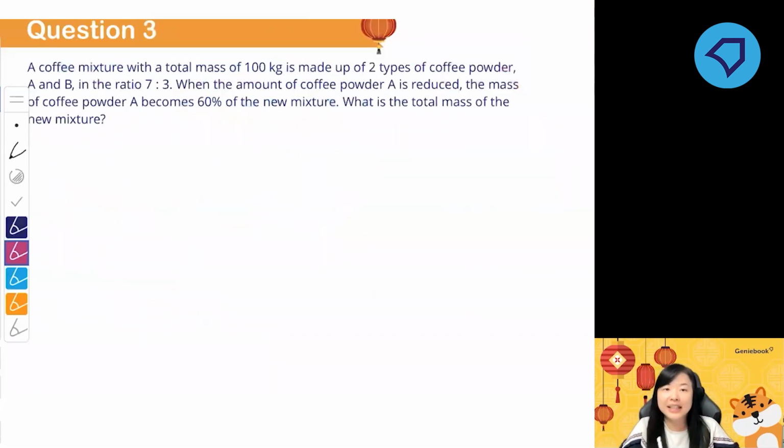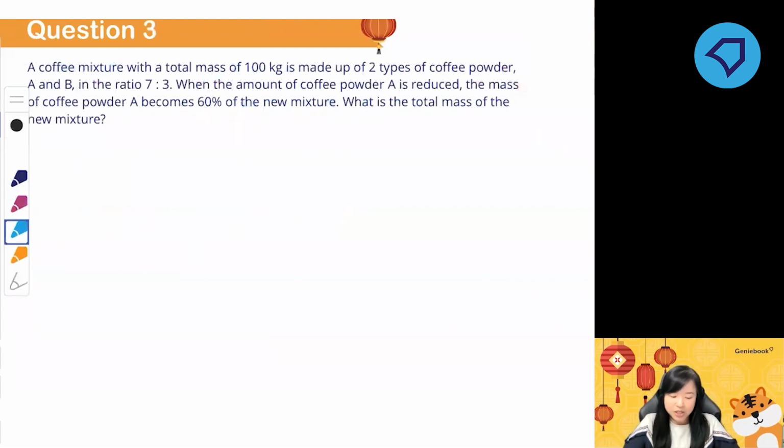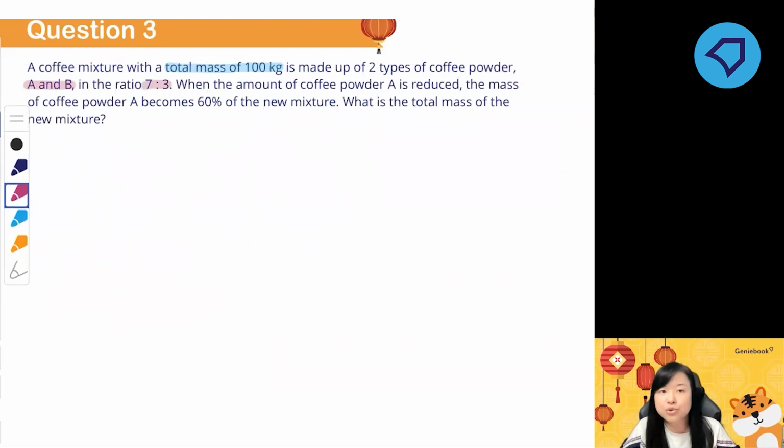Okay, so it's actually still quite similar. I will highlight keywords quickly. A coffee mixture has a total mass of 100 kg. There are 2 types of coffee powder, A and B, in the ratio of 7:3. What happened? When the amount of A is reduced, ding, ding, this is the clue. A is reduced. And the mass of the coffee powder in A becomes 60% of the new mixture. The question asks for the total mass of the new mixture.